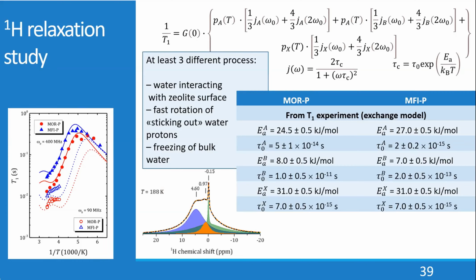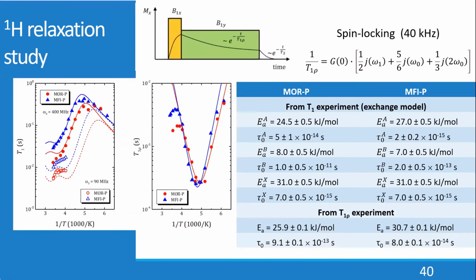So we have at least three different processes. It means water interacting with the surface, fast rotation of sticking out water protons, and freezing of the bulk water. And by applying the BPP model, taking into account our modifications, including exchange between these different water fractions, we have obtained 3 different activation energies for these motions.